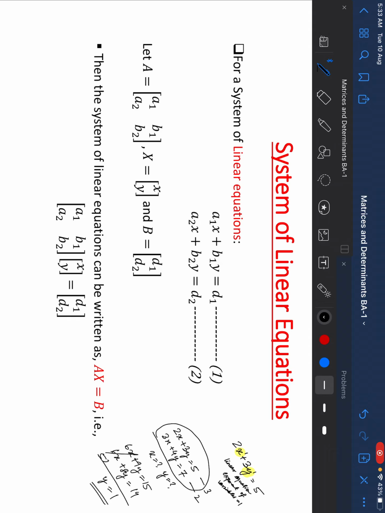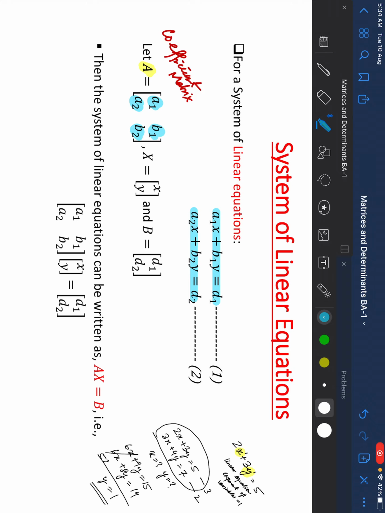For the matrix method, the first thing we need to do is define three matrices. So what are the three matrices? First one, A. This A is known as the coefficient matrix. Why is it known as the coefficient matrix? Because if you look at the elements of A, they are nothing but the coefficients of x and y. You see a1 and b1 are the coefficients of x and y in equation number 1, and a2 and b2 are the coefficients of x and y in equation number 2. So capital A is a matrix in which all the elements are coefficients of x and y.